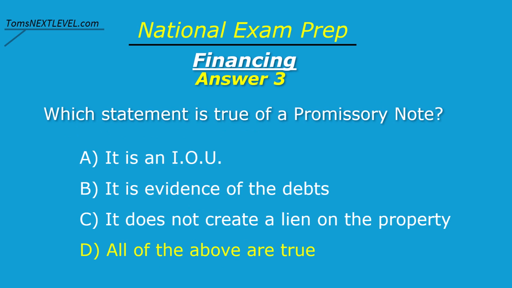Answer to 3 is all of the above statements are true about a promissory note. It is an IOU. It is evidence of the debt. But the promissory note does not create a lien on the property. What does create the lien? The mortgage creates the lien, not the promissory note.